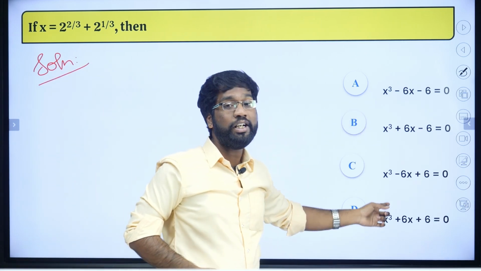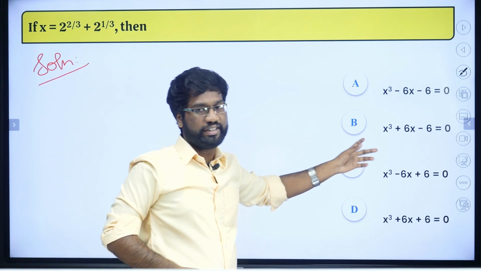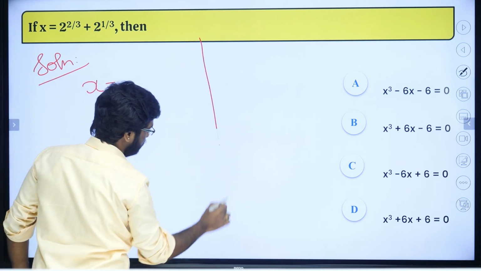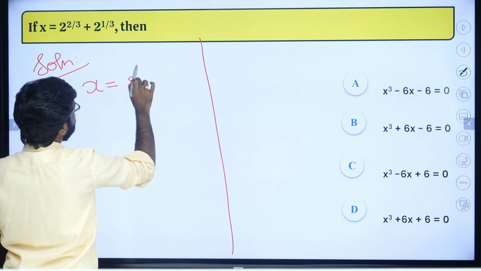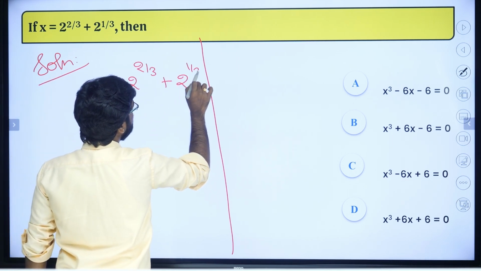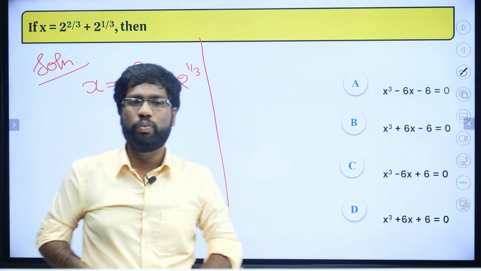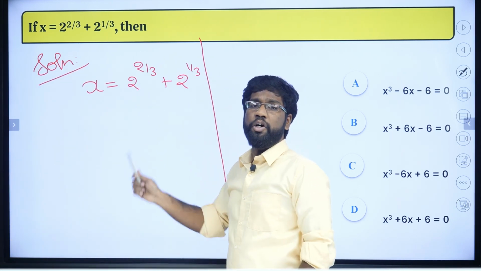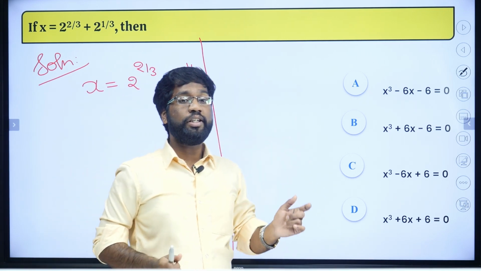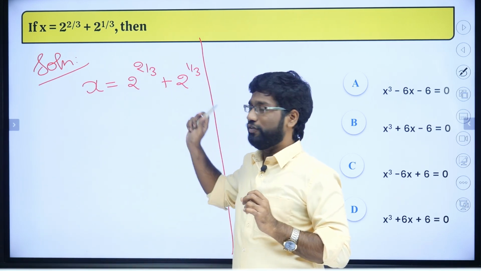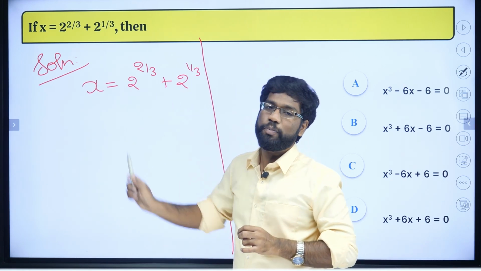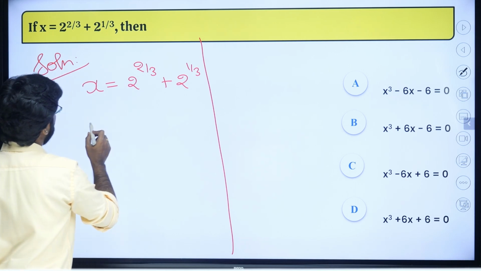They have given the cubic equation. So x is equal to 2 power 2 by 3 plus 2 power 1 by 3. Now we have to find the cubic equation. So, without disturbing the original function, I have to do something: that is the cubic function.